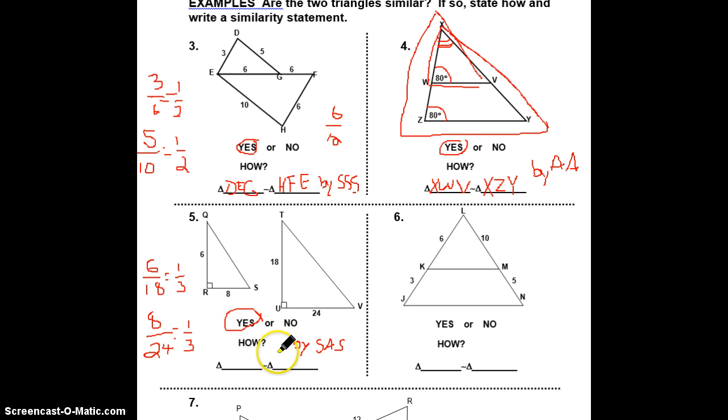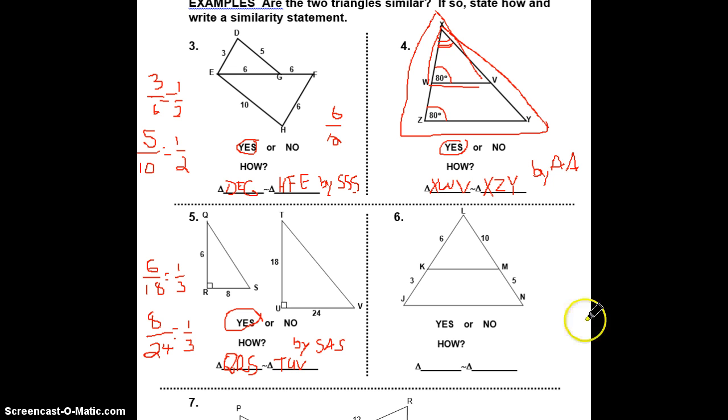Okay, and let's write out the statement. We would say triangle QRS is similar to triangle TUV. And that one's pretty simple to tell how they match up because they're facing the exact same way.